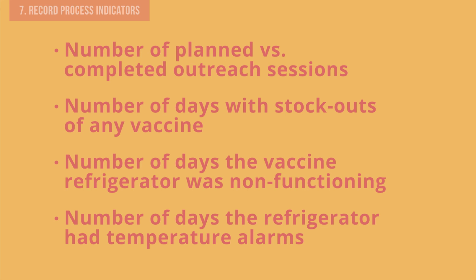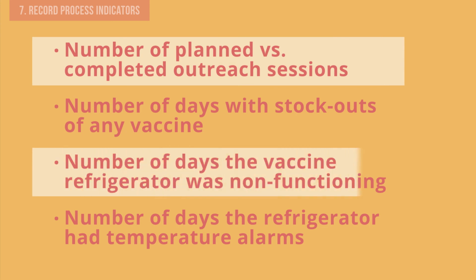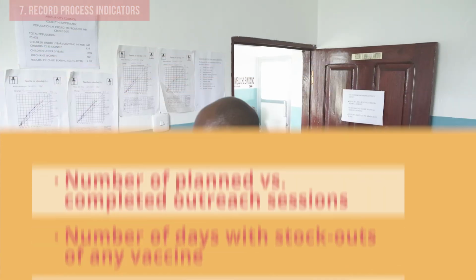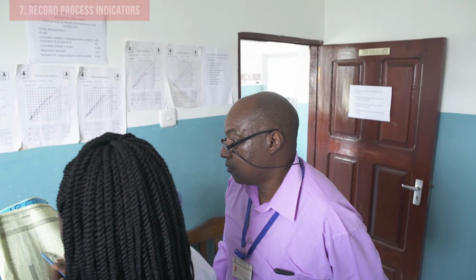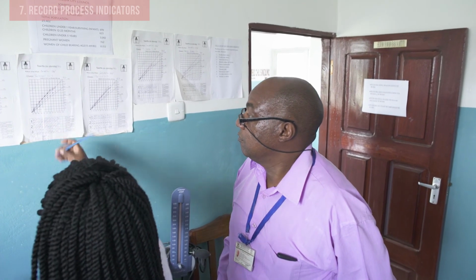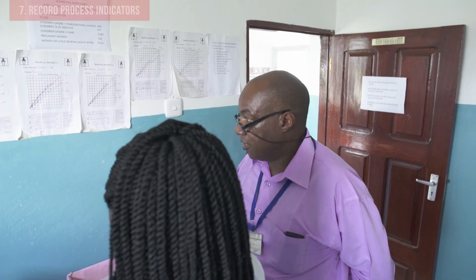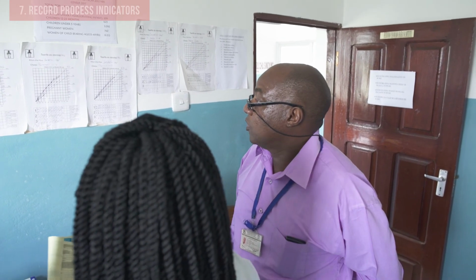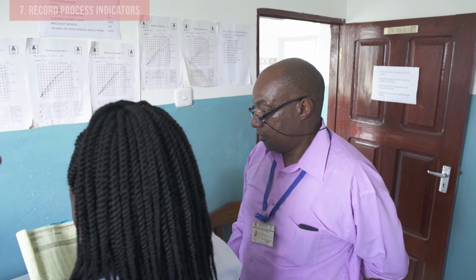There are many things you could track with indicators, but you should prioritize and track only 2 or 3 process indicators based on recent performance reviews or supervisory visit findings. These should be posted on the wall, near your coverage monitoring charts. That way, if coverage rates or dropout rates are lower or higher than they should be, you can look to your process indicators to help you understand why.